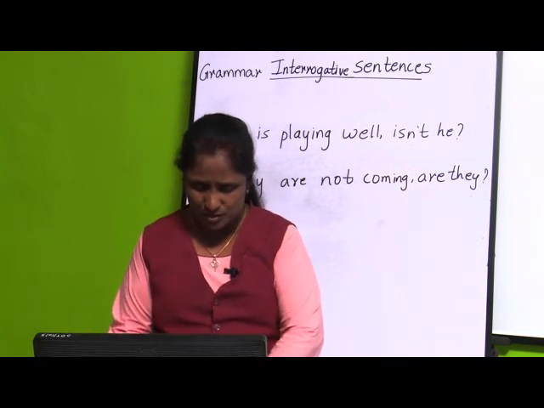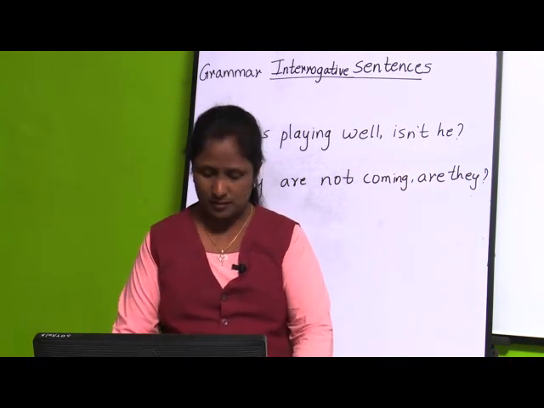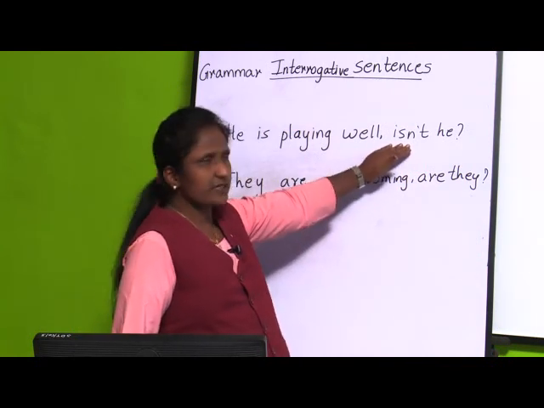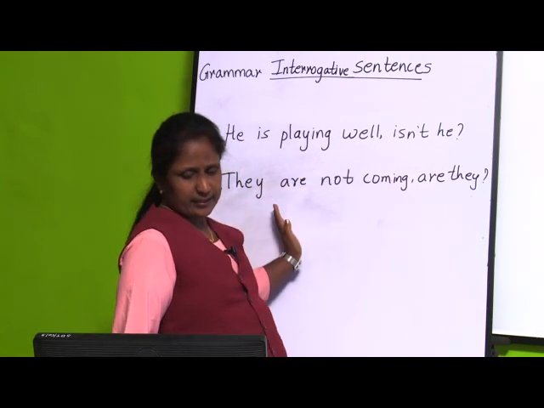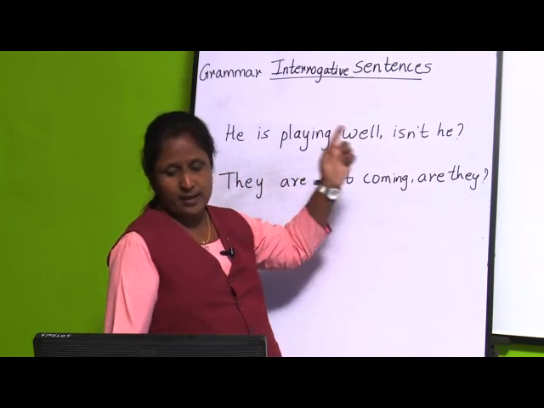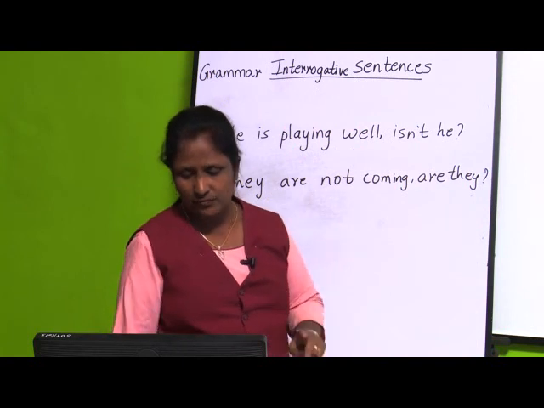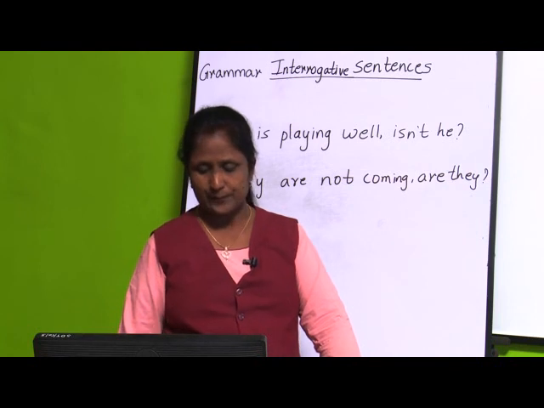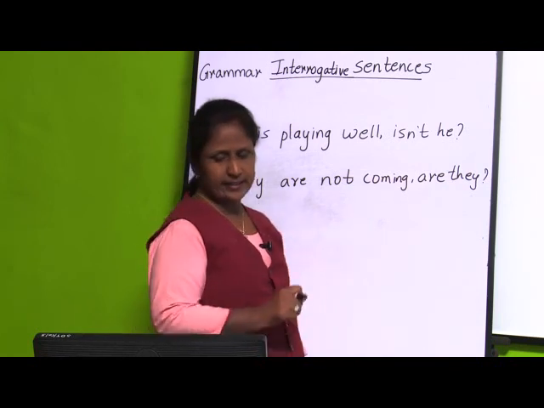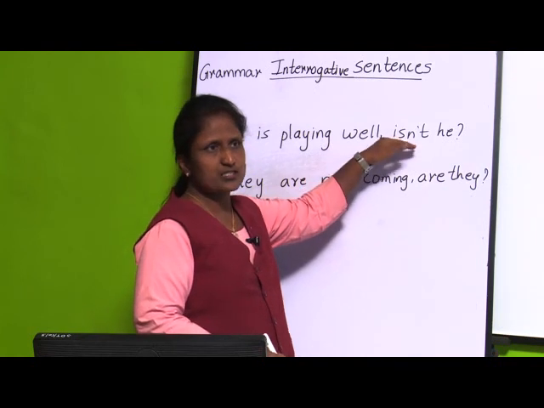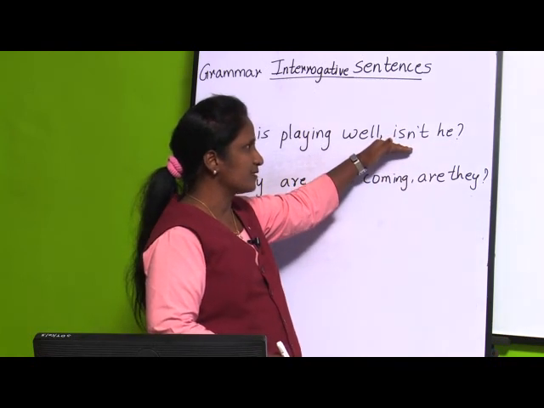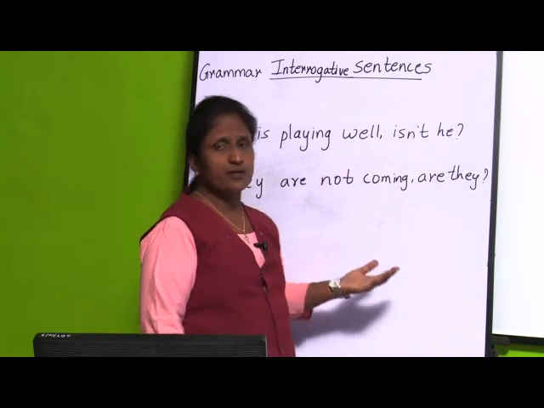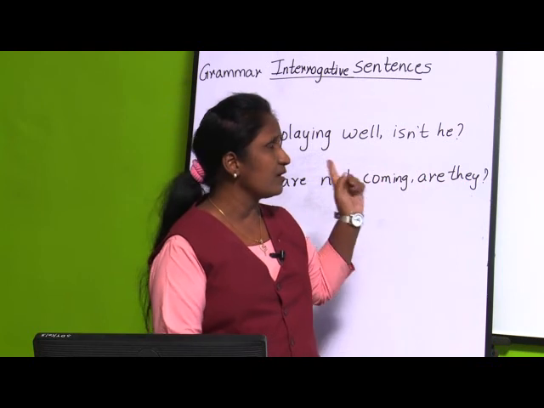I hope children you have understood all this about the interrogative sentence. Remember: positive statements have negative question tags, and negative statements have positive question tags. Then the third thing is that the subject and the verb of the statement should match the subject and the verb of the question tag. We use the short forms in negative question tags. We do not say is not he. We use the short forms: isn't he, aren't they, won't. We use the short forms for writing the question tags.